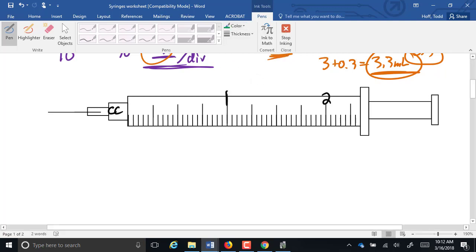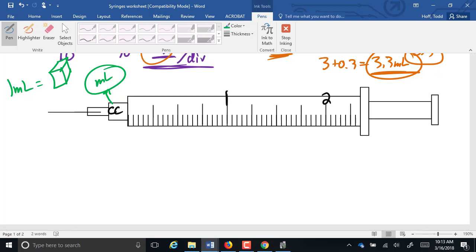So this one here is marked in cc's, 1 to 2. First of all, what's the difference between a cc and a milliliter? Nothing. There's the correct answer. 1 cc is equal to a milliliter. 1 milliliter is defined to be a cube that is 1 centimeter by 1 centimeter by 1 centimeter. 1 cc stands for cubic centimeter, and a milliliter is defined to be a cubic centimeter.